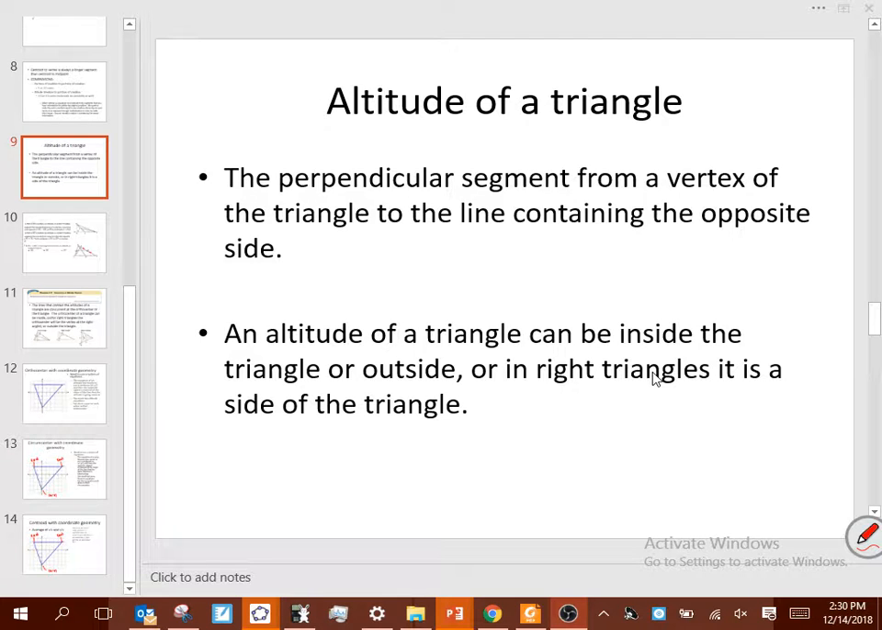All right, so what we need to understand is that, when we see a picture of this, altitudes of triangles can be on the inside, they can be on the outside, or in right triangles, they're actually the sides of your triangle. Okay, or two of them are.